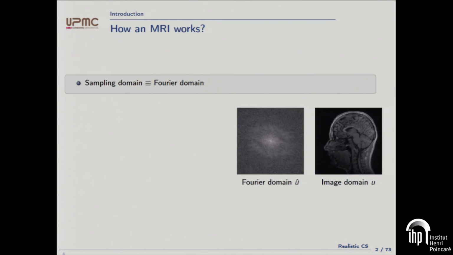I'm going to focus on MRI. If you follow the course of Anders, you already know a bit about it. But just keep in mind that what I'm going to say can also be applied in other application fields. We just keep MRI as a red thread, and then you can try to apply it to any application field that you want.